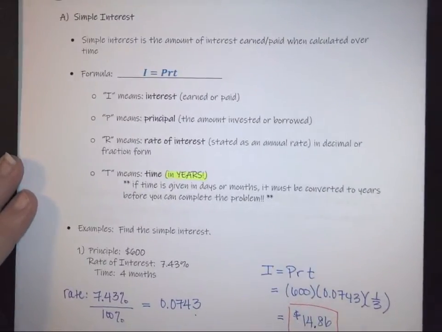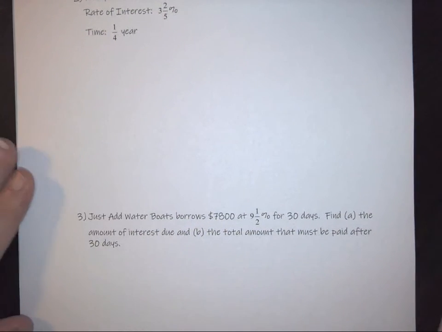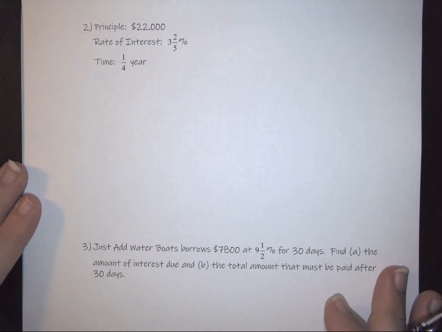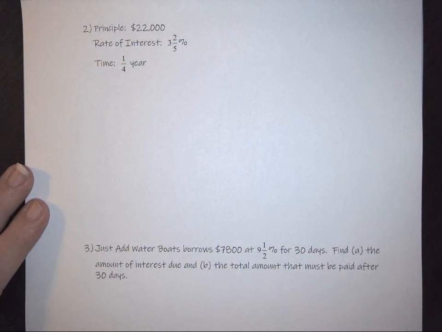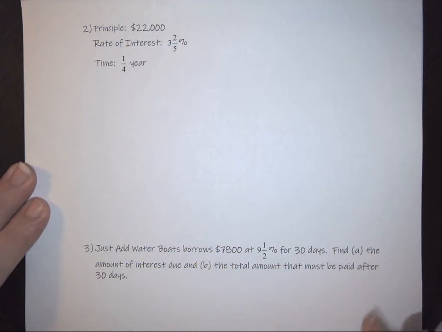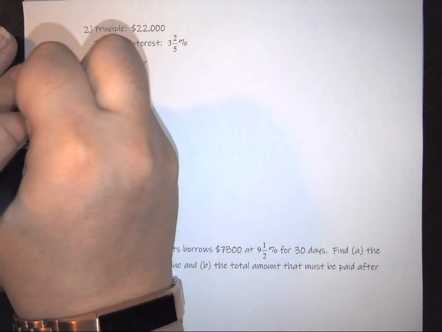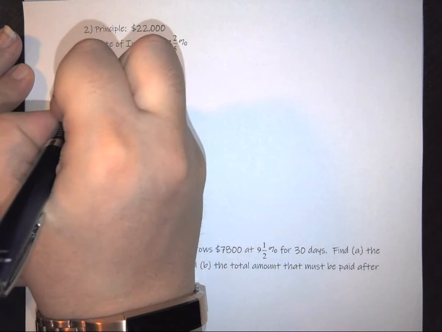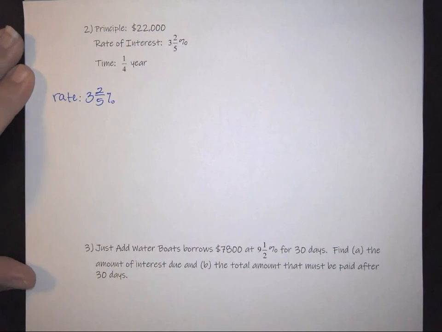Okay, let's look at another one here. Here we're telling you that your principal is $22,000, your rate of interest is 3 2/5%, and your year is 1/4 of a year. So the only thing that we need to look at is the fact that we are given this rate as 3 2/5%, and we need to convert that to a decimal.